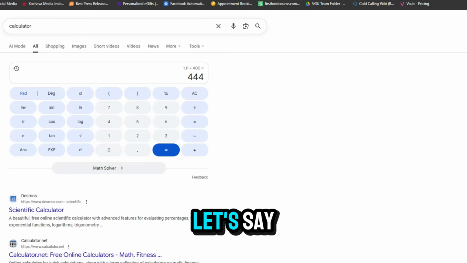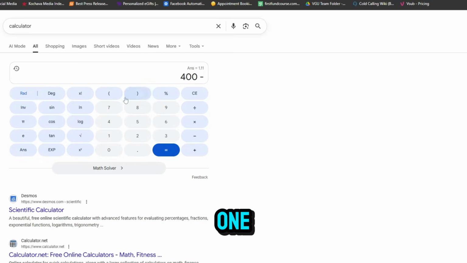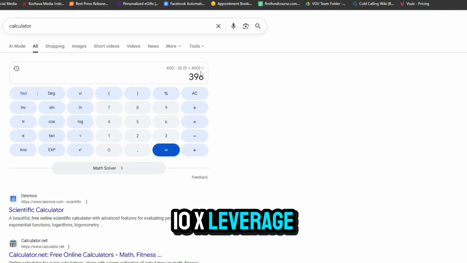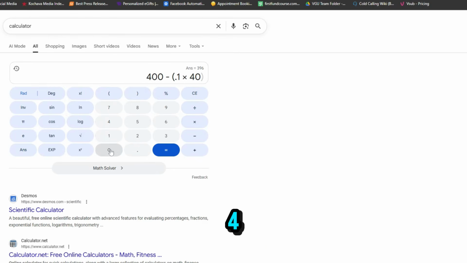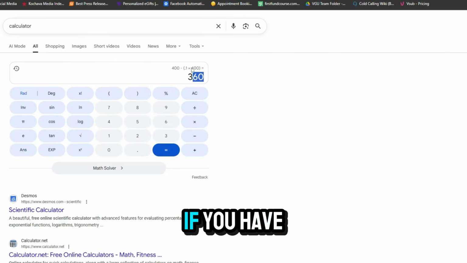Now let's flip the scenario. Let's say you're going down. Instead of just losing 1%, typically it goes down 1%, you go down 1% of 400, and you would usually have your position at $396. Because you're at 10x leverage, you do take on more risk. Instead, with 10x leverage, it's 0.1 times 400 that you would go down. So in this case, you would lose $40 instead of $4 if it goes down just 1% if you have 10x leverage.